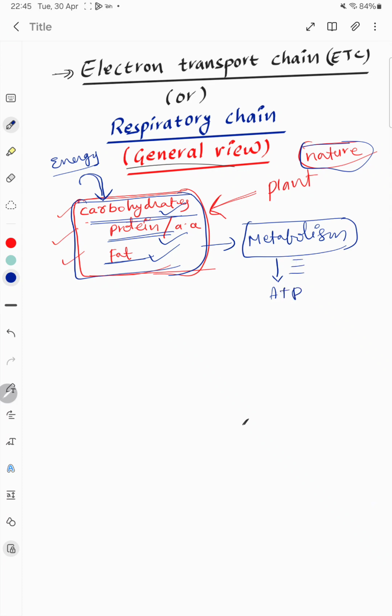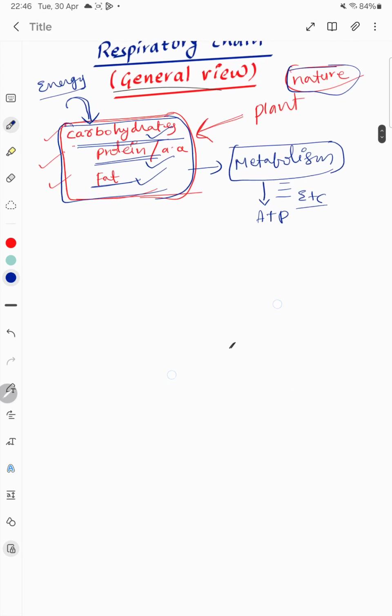In between these there are so many mechanisms called ETC to give us ATP. So that I will explain later. Okay, so as I told you, carbohydrates, proteins and fats are the major fuels of a body because they were well equipped by the nature. Energy is stored in these molecules. We need to extract them.